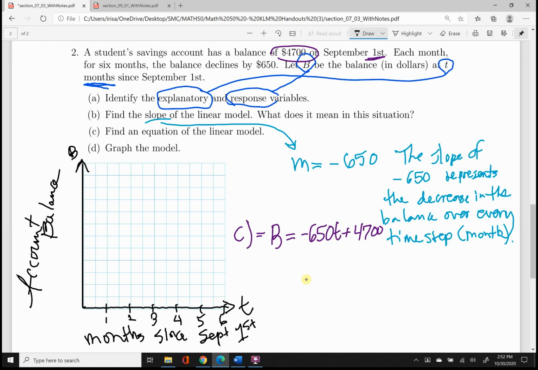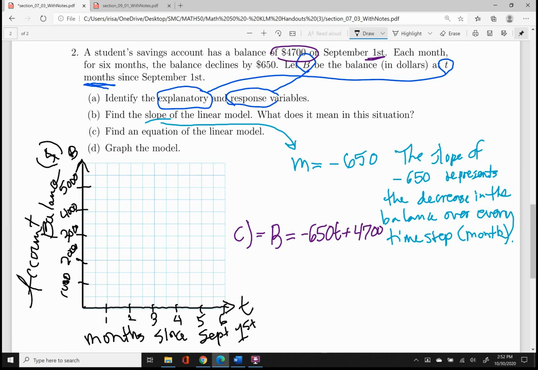And okay, so $4,700, and we are decreasing by 650. So let's see, 1, 2, 3, 4, 5. We could have these by $1,000 for every 2 tick marks, I think would be appropriate. So this will be 1,000, 2,000, 3,000, 4,000, 5,000. And we'll have it in dollars, so maybe I'll put that parenthetically after account balance.